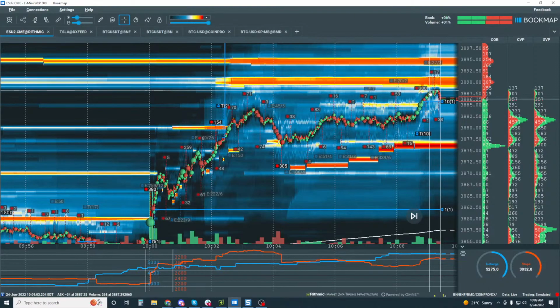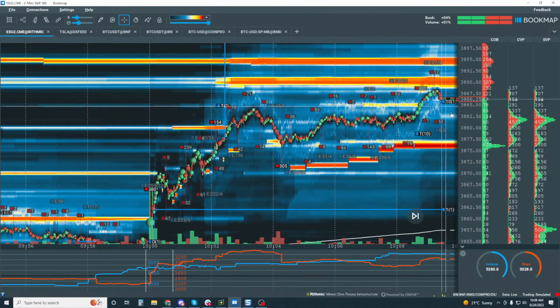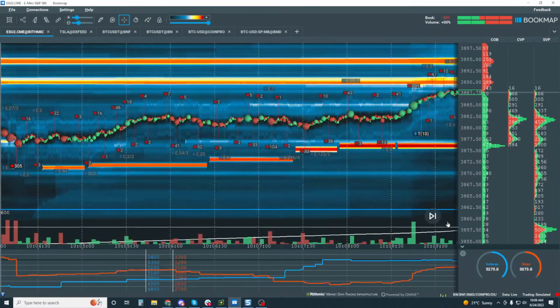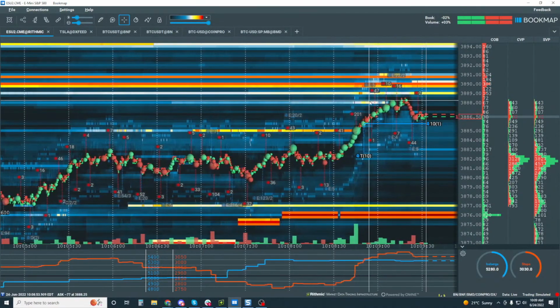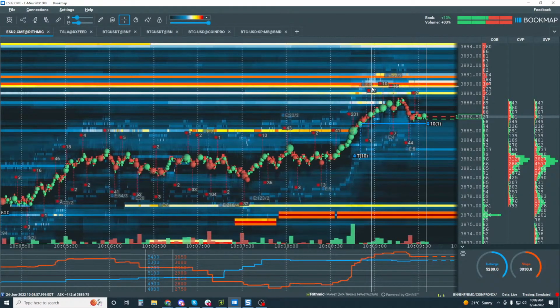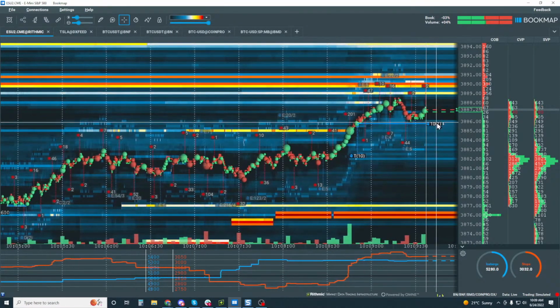Now we're looking for the move, right? And so here's our move, and we're still looking for it to continue. Okay, we got up to 88, 85, and 88. I want to see 90. Let's see if we can get more buyers in here.